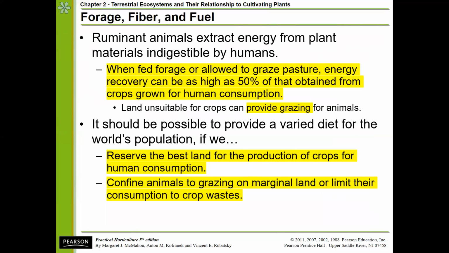All right, I know we're running out of time, so I'm going to try to move a little bit quicker. Talking about grazing, pasture, and about how much energy that's extracted. About 50% of that could be obtained from crops grown for human consumption. And that really, for the best situation for the world's population, if we reserve the best land for the production of crops for human consumption and then confine animals to marginal land or where we cannot produce crops, then we would be in a much better situation.